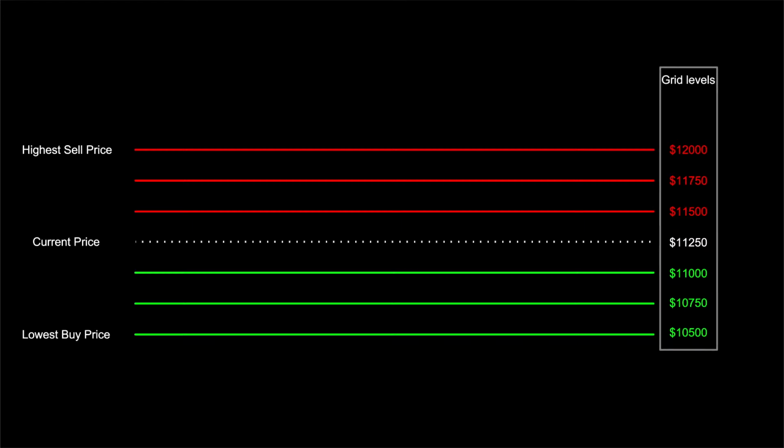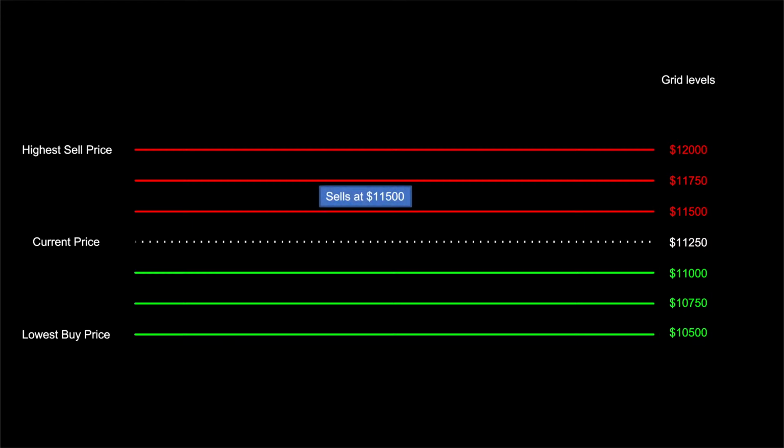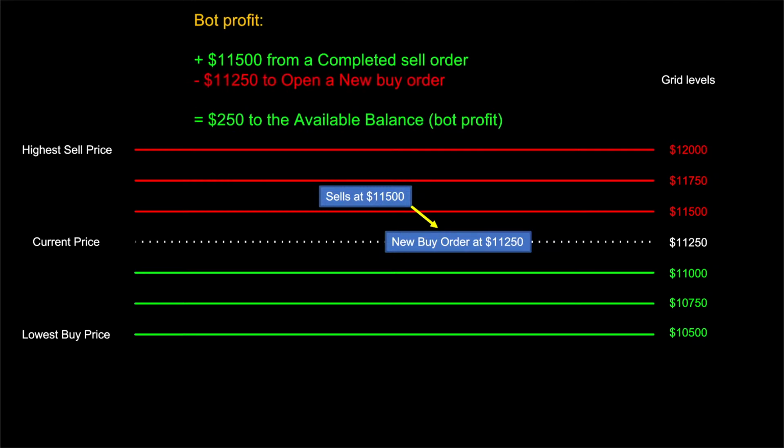So as soon as the price reaches a certain level, let's say it reaches this sell order, it will execute it automatically. It will take from the market 11,500 in this case. It will take a portion of it to place a new buy limit order below the executed price, and in this case the difference is the profit here.